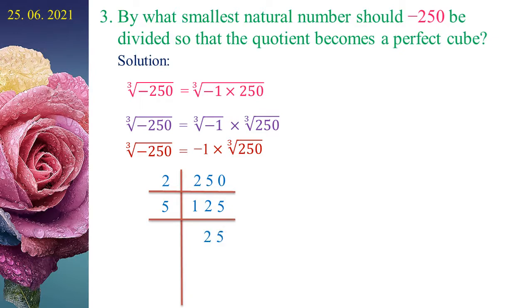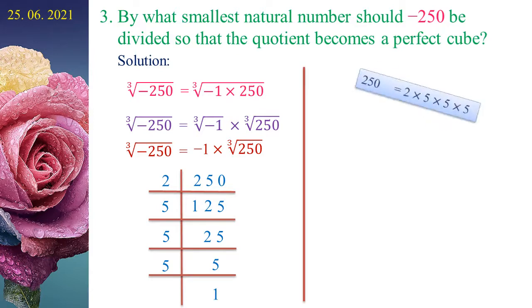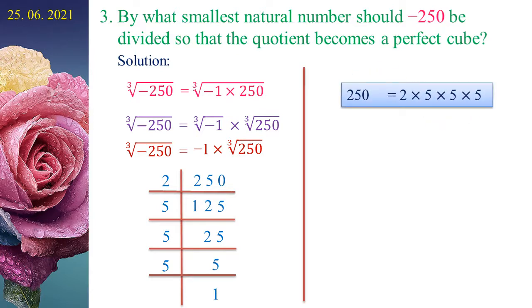2 5s are 10, 5 5s are 25. Again, we can divide by 5. 5 5s are 25. The number 5 is divisible by 5. We will get 1. The prime factors of 250 equal 2 into 5 into 5 into 5.